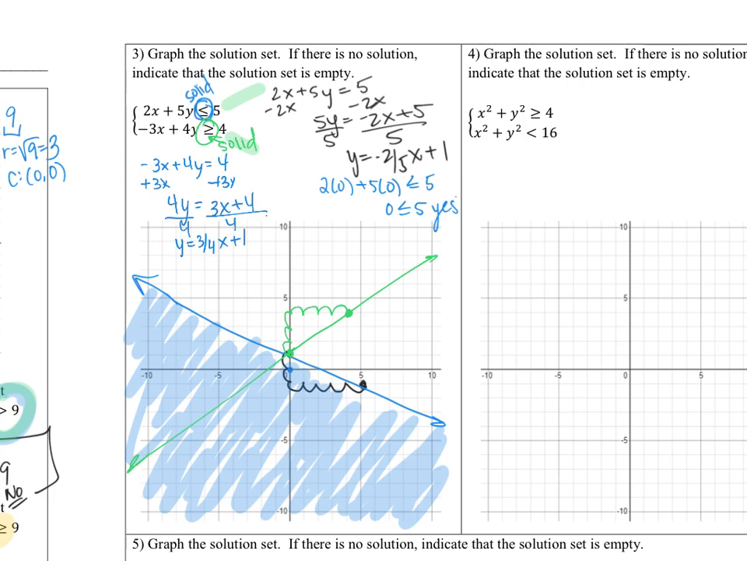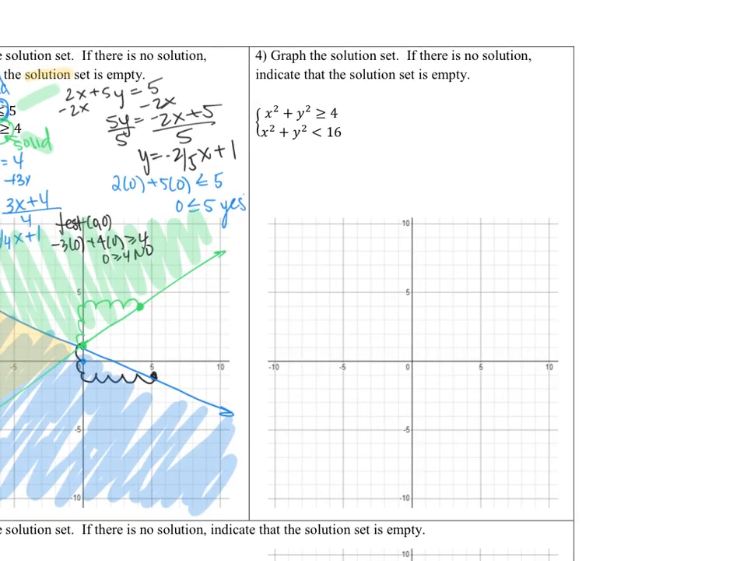I'm going to test 0, 0 into the original inequality. So negative 3 times 0 plus 4 times 0, is that greater than or equal to 4? Is 0 bigger than or equal to 4? No! So that means, since 0, 0 is located in that center point, I don't want to touch there. So I am only going to shade above the line here. And so you can see my intersection, this little triangular section here, it satisfies both the inequalities. So that's the part that I'd be talking about as my solution set.